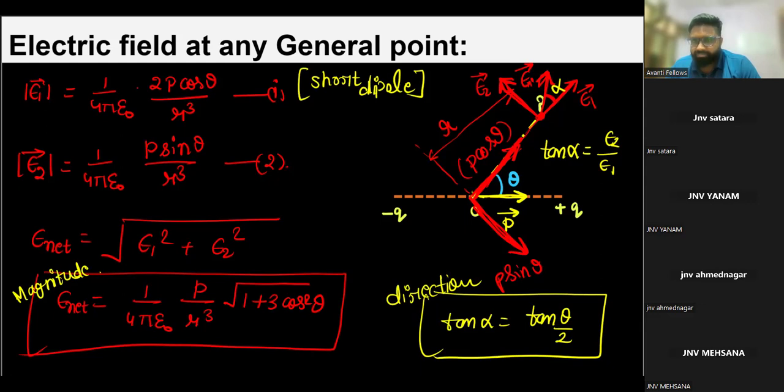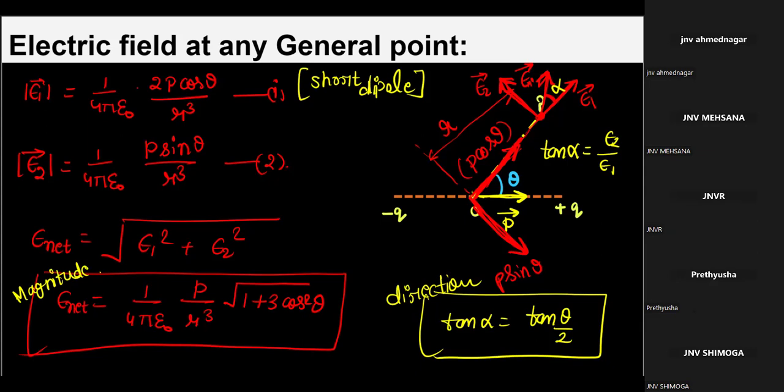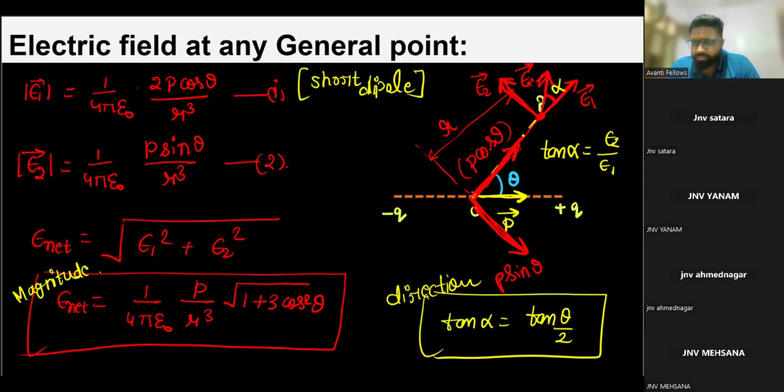JNV Yanam, JNV Satara, Mahasana, JNV Shimoga, JNV Ahmednagar, JNV Raichur, Pratyushpa. Is this clear to you all? Any kind of doubt you are having in this expression? Anyone of you? Okay. So it's clear to JNV Yanam. What about you, JNV Satara? JNV Raichur has also. Okay, tan alpha doubt.